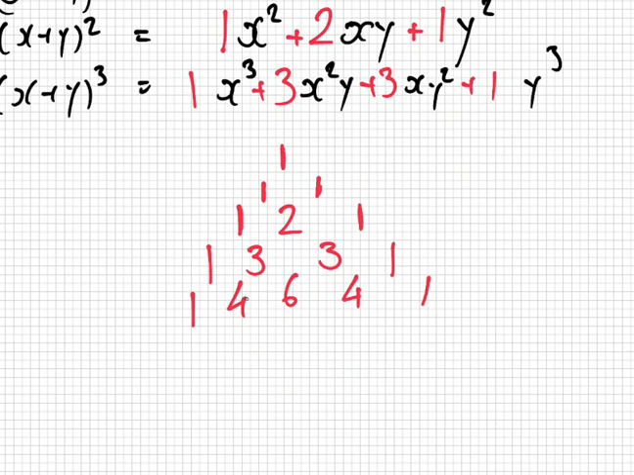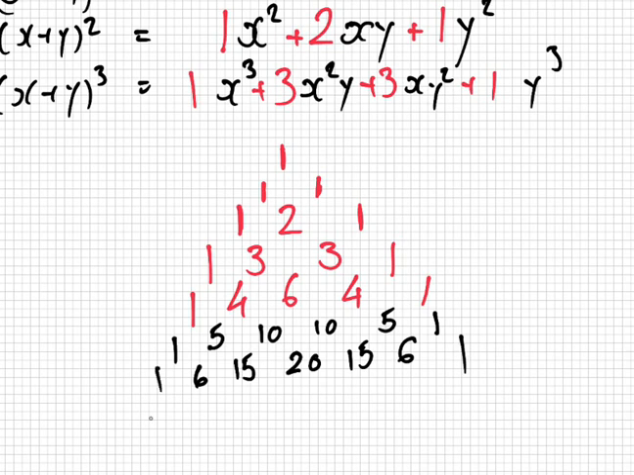So for example, 4 plus 6 makes a 10. 6 plus 4 makes a 10. 4 plus 1 makes a 5. 1 plus 4 makes a 5. And 1's at the side. So the next one will be a 6, a 15, a 20, a 15, a 6, and then 1's at the end again. There's always a 1 at the end.